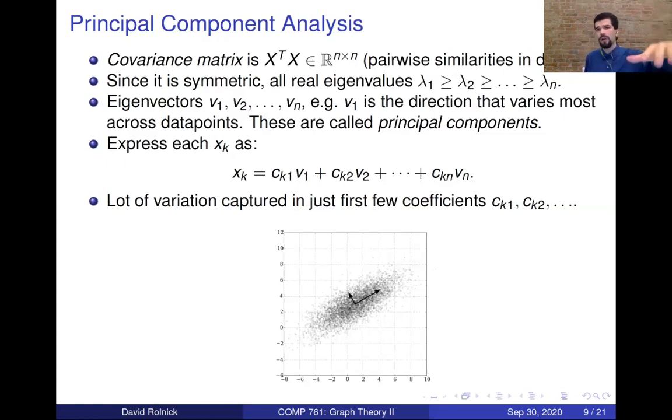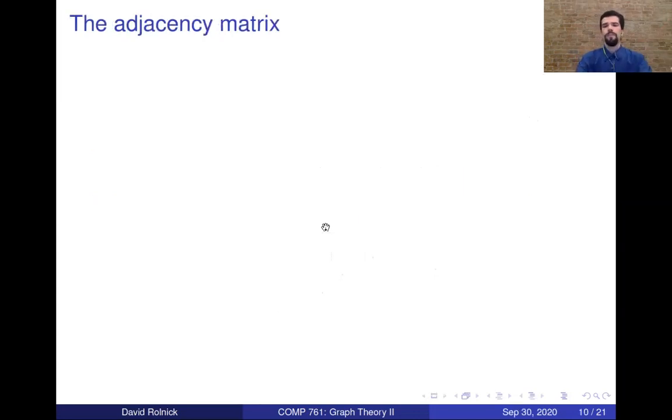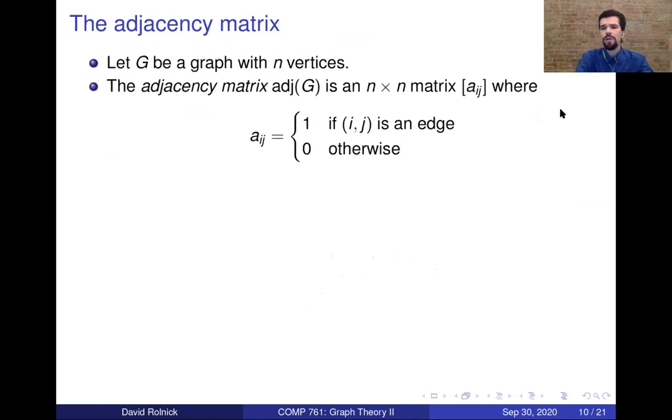Sorry, I realize I should have gone into more detail on this, but I would like to move on to graph theory because there's a lot to cover today. Okay, so let's go to the adjacency matrix. Suppose that we have a graph with n vertices. The adjacency matrix is another way to write the graph. It is another description of a graph.